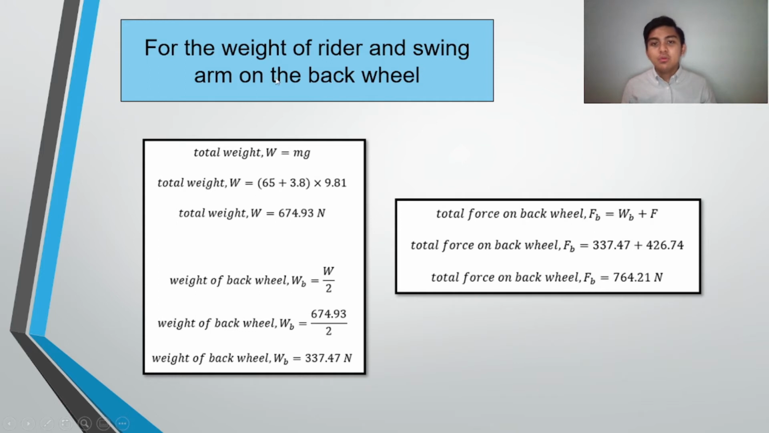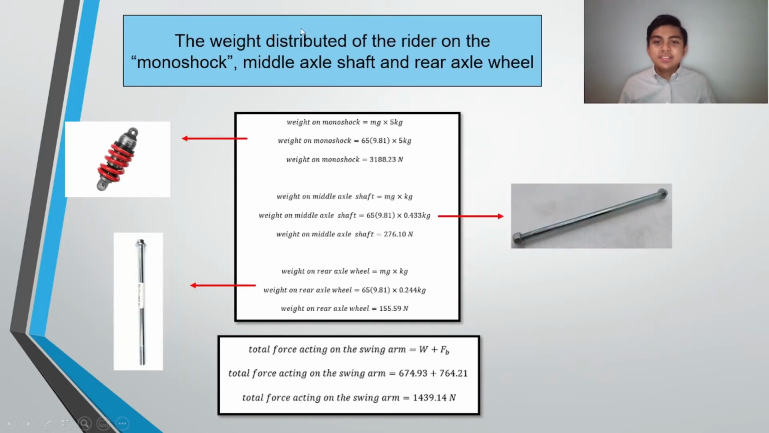Okay, this is for the weight of the rider and swing arm on the back wheel. This is the total weight, which we multiply by 9.81 to convert to Newton. Next, this is the weight on the back wheel that we get. We divide by 2. Next, this is the total force on the back wheel, which is 764.21 Newton.